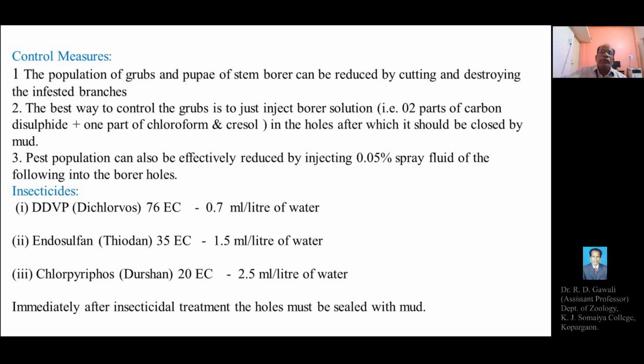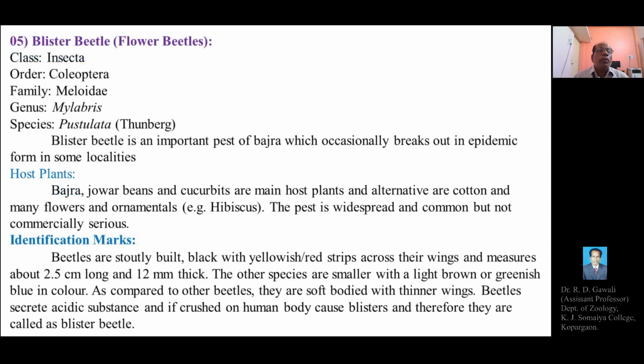So these are the various concentrations of these insecticides per liter of water, and this can be used as a spray fluid but is not sprayed on the plant but is injected into the burrows or the tunnels of the mango stem borer in the mango plant or the mango trunk, and immediately after insecticidal treatment the holes must be sealed or closed with mud. So this is about the control measures of the mango stem borer.